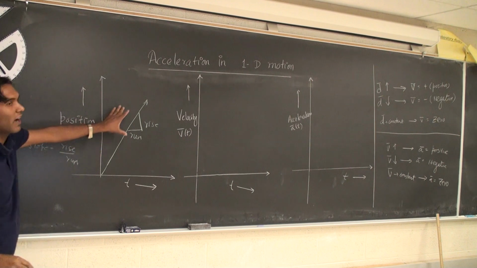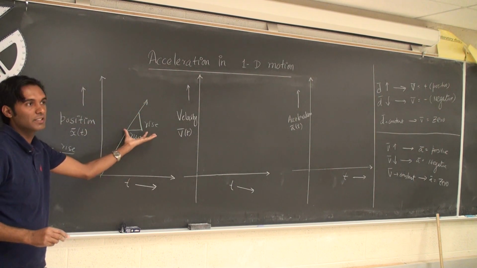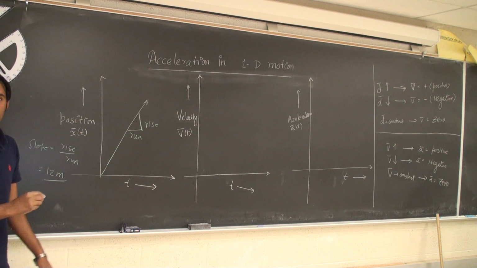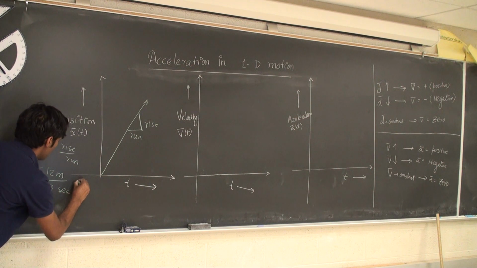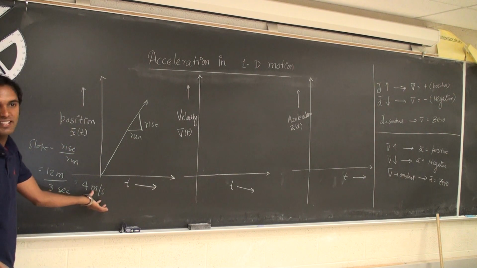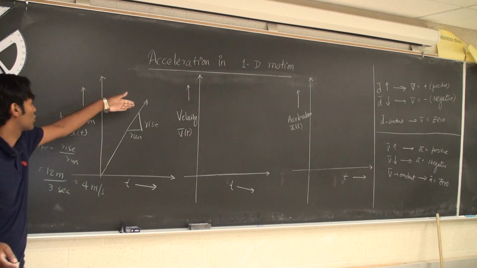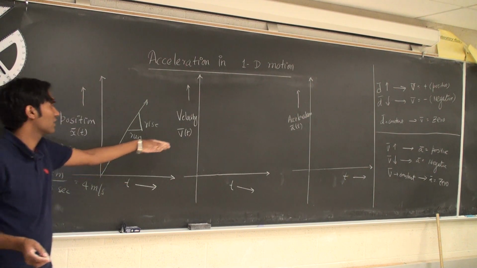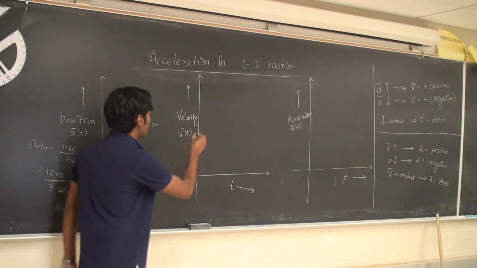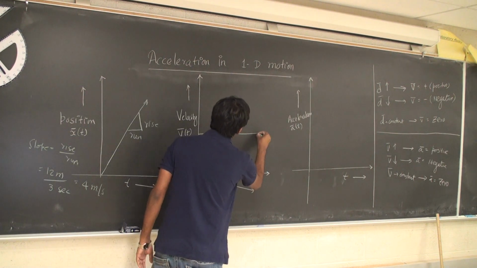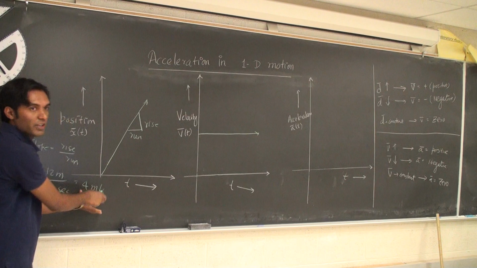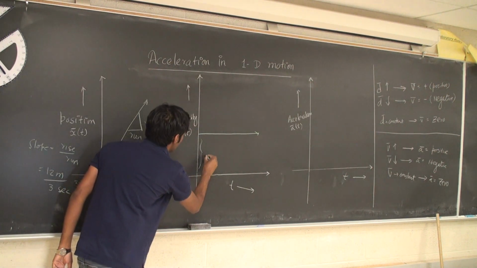Let's suppose rise is 12 meters and run is 3 seconds. So 12 meters divided by 3 seconds, rise over run, will be simply 4 meters per second. You see, meters per second, that is the velocity. From the slope of this position versus time graph, you got the velocity, and the velocity is positive and constant. That means you can simply draw a straight line that is positive and constant. So what about this intercept? This intercept is 4 meters per second.